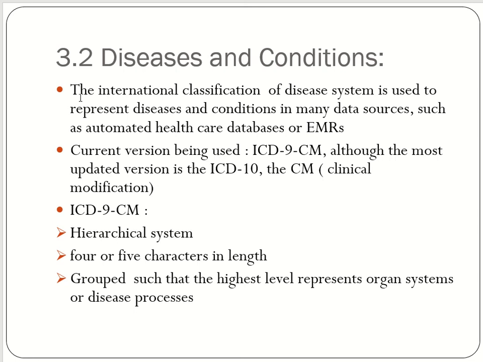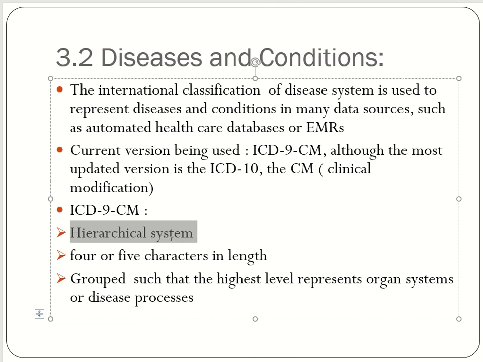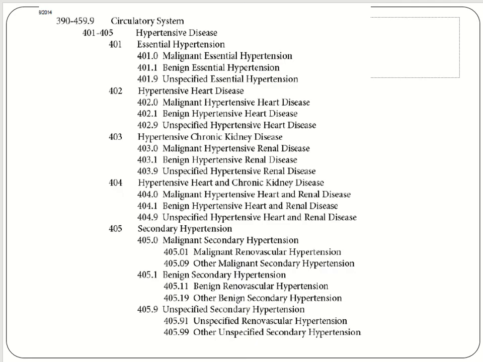The ICD-9 CM, or 10 for that matter, is a hierarchical system in its nature. It's made of 4 or 5 characters in length and grouped such that the highest level represents organ system or disease process. So here's an example from your book. We have 390 to 459.9, which is the circulatory system, and then under that you can see, for example, hypertensive diseases from 401 to 405, and then under that you have essential hypertension and so on.